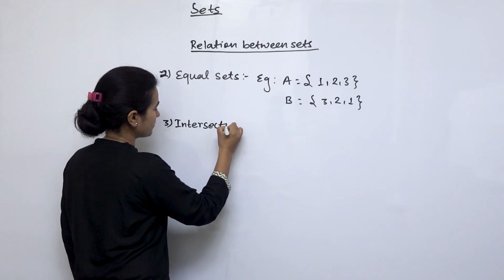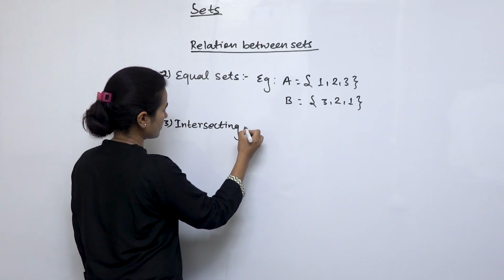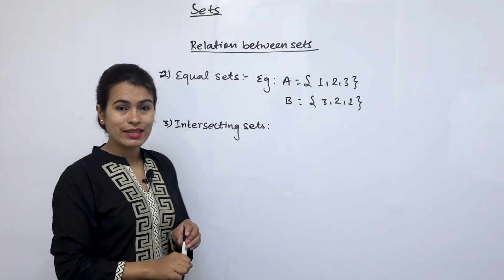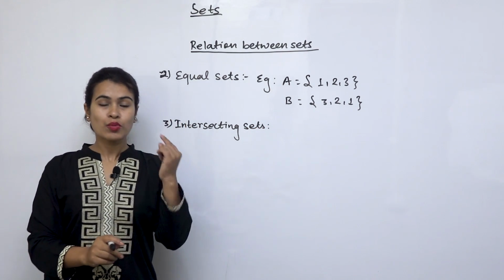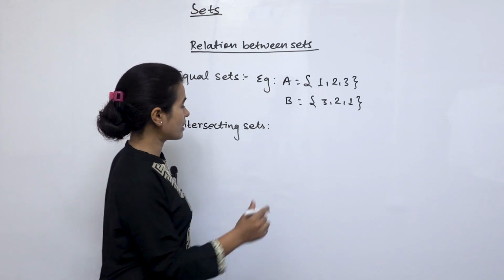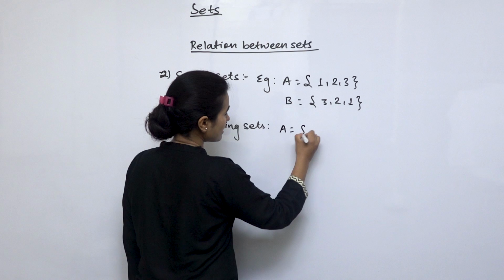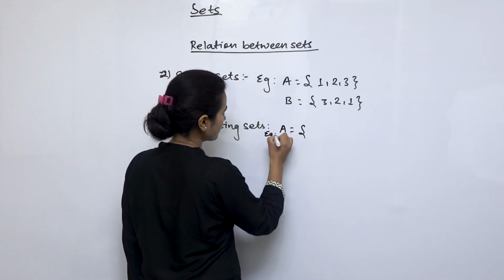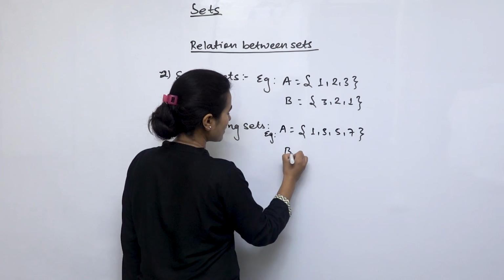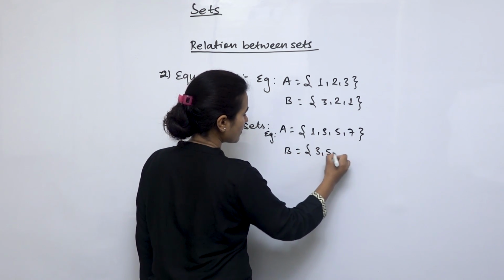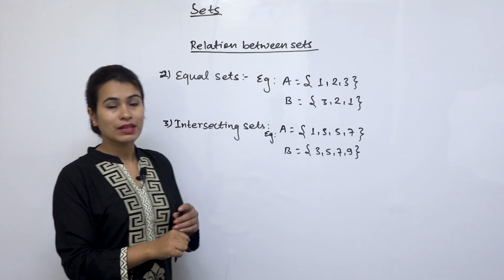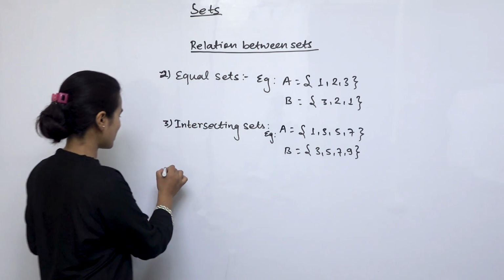Intersecting sets. Two sets are said to be intersecting sets if at least one member is common between the two sets. For example, in set A we have 1, 3, 5, 7, and in set B we have 3, 5, 7, 9. There should be at least one member common in two sets to be intersecting sets.